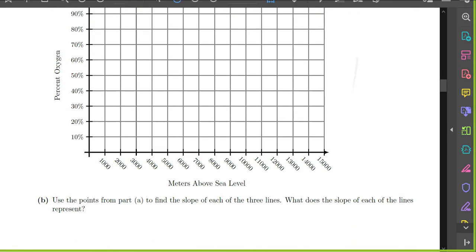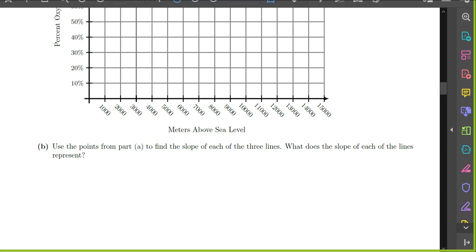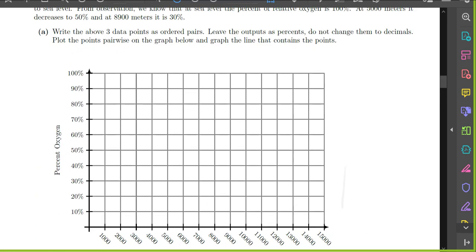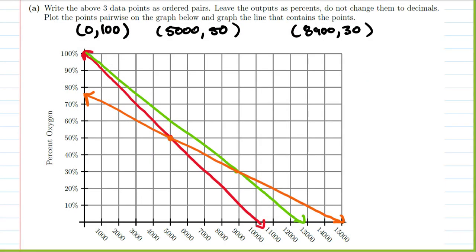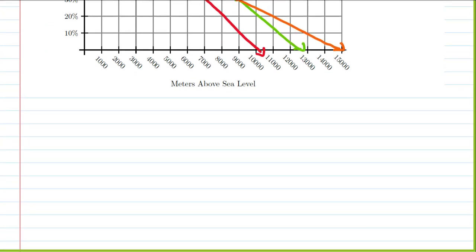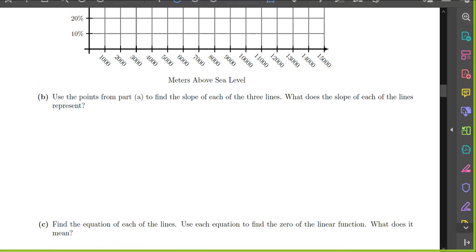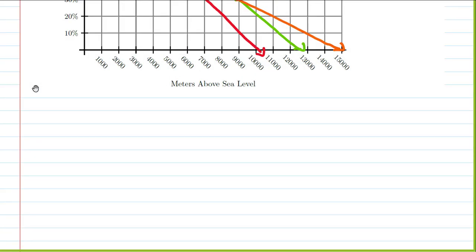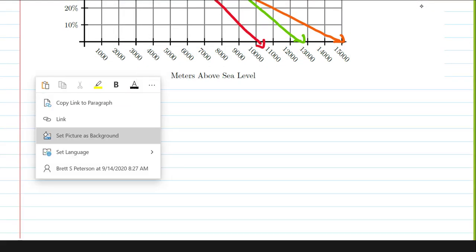Okay, so now we have a couple of these lines. Now, part B says, use the points from part A to find the slope of each of these three lines. And what does the slope represent? Okay, so let's go back. We're going to find the slope of each of these lines. So let's start off with the red line. Our red line contained our first two ordered pairs.